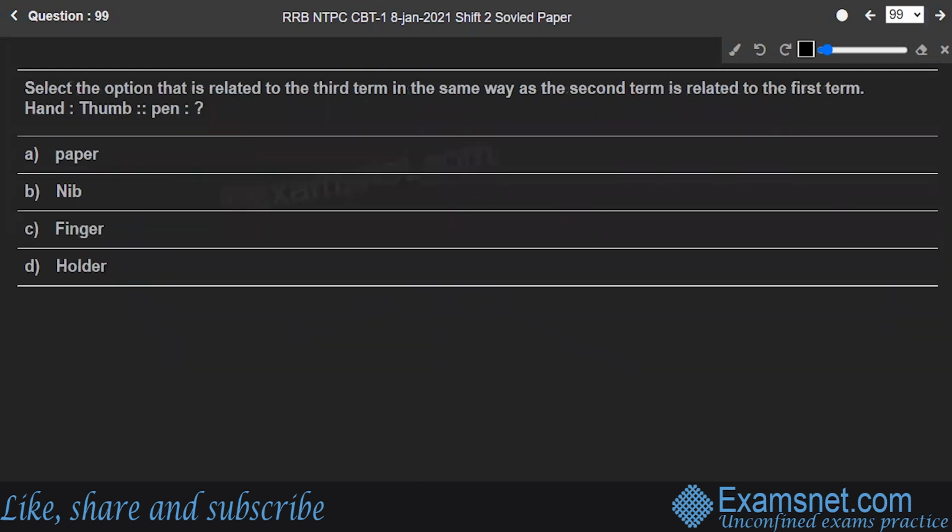Hope you understood. Next is question number 99. Select the option that is related to the third term in the same way, the second and the first are interrelated. So hand and thumb. Thumb is the initial part which is attached to human hand. Initial finger or initial part attached to human hand.